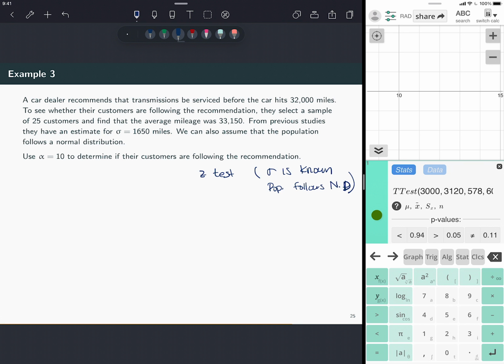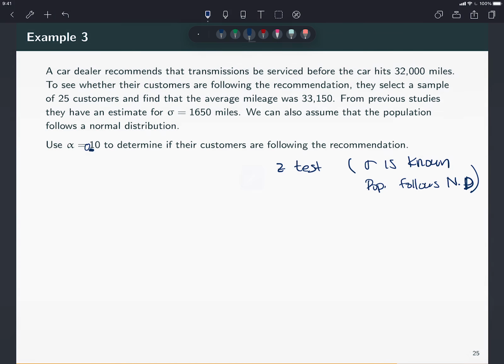Sorry, I don't want to keep my calculator there, so I'm writing a little bit smaller. So this is of course wrong. It should be alpha equal to 0.10, not 10. Okay, so let's write out my hypotheses again, my H0 versus my HA.